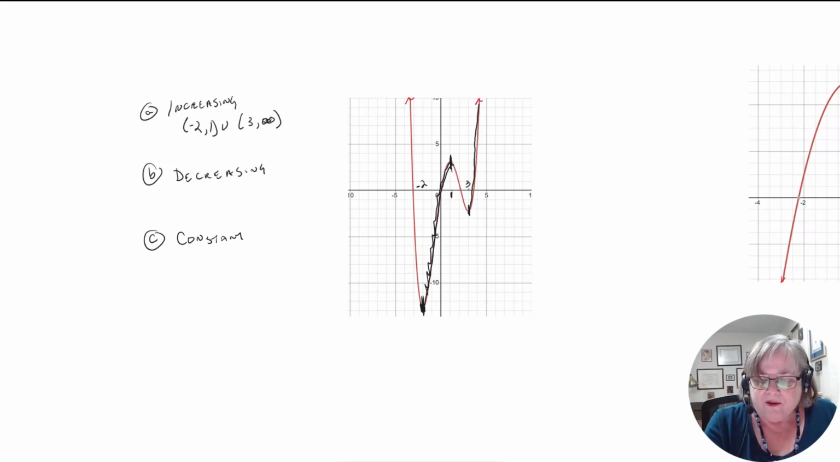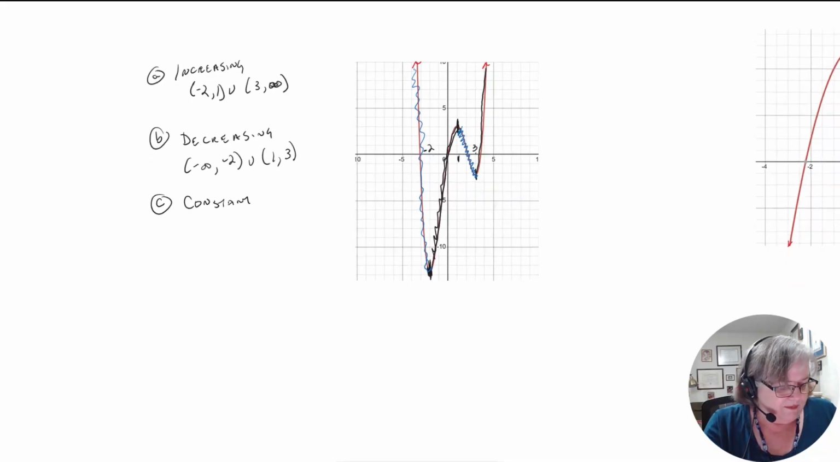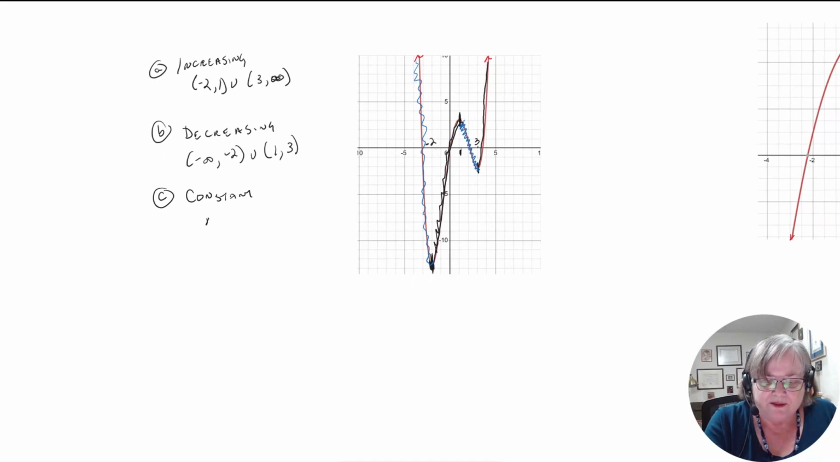All right. Where is it decreasing? Everywhere else. All right. So it's decreasing from negative infinity all the way down to here. And then it stops decreasing. And that would change at negative 2. So this is negative 2. And then it picks up decreasing right here and goes decreasing to there. So that would be 1 to 3. All right, and is there any place where it's constant? No.